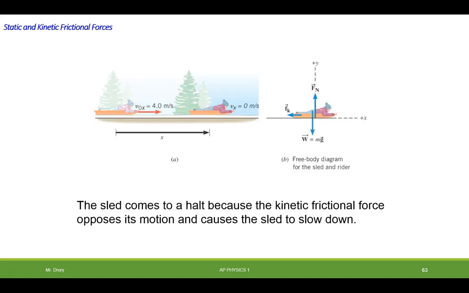All right, so let's give this an example. You have a sled that's moving at 4 meters per second comes to a stop. So obviously the frictional force is acting in the opposite direction of motion. The weight is acting down, the normal force is acting up. And we understand from Newton's third law that these two have to be equal and opposite. And Newton's second law, weight is equal to mass times gravity, or force is equal to mass times acceleration.